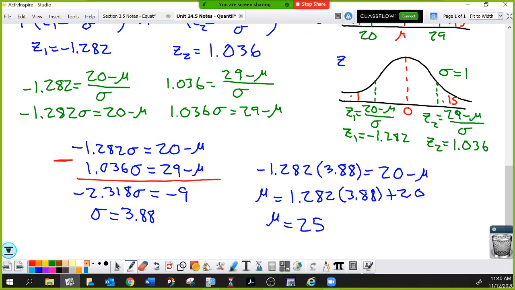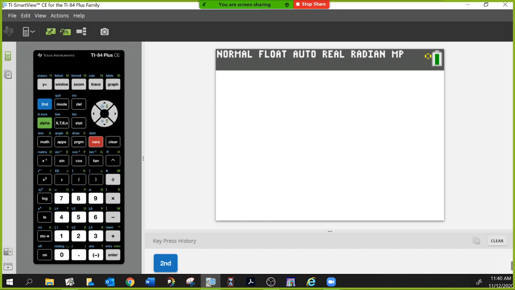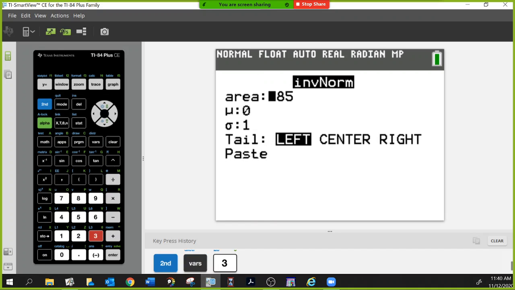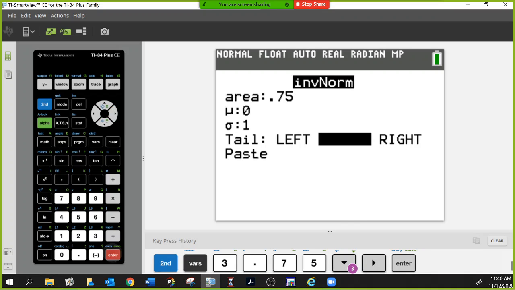Wow. Now, wait a second. It makes the question a lot easier, I believe, having the calculator that can go center. If there's 0.1 to the left and there's 0.15 to the right, you realize the center is 0.75, right? Okay, watch this happen. Second vars, inverse normal. The area is 0.75, in between two things. No way.